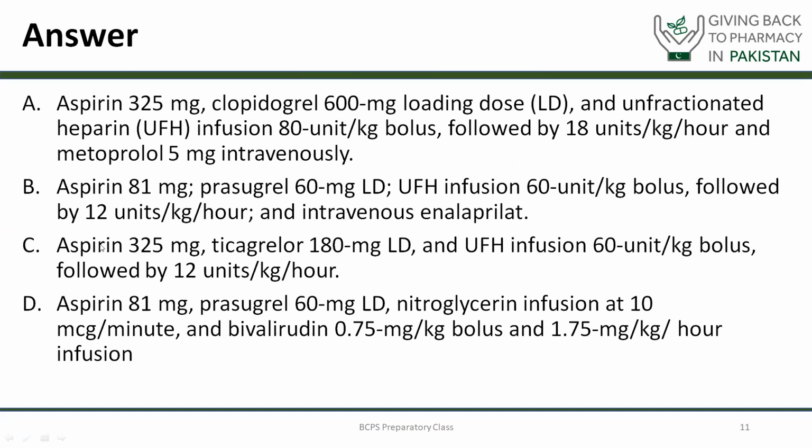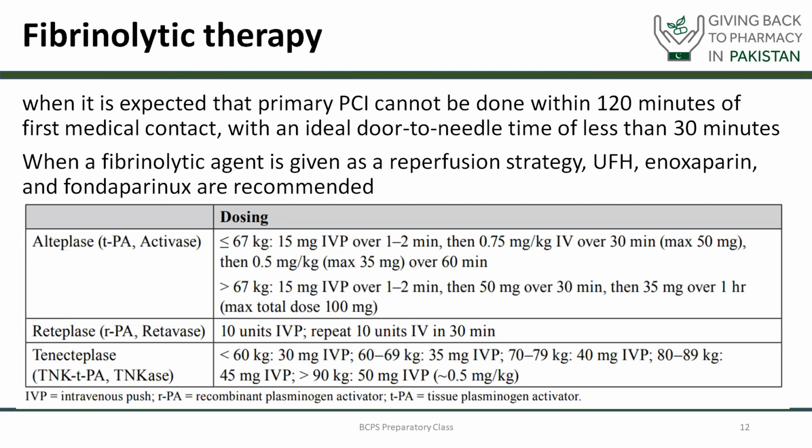Then there is the third option, C: aspirin 325 milligrams, ticagrelor 80 milligrams, loading dose unfractionated heparin 60 units per kg bolus followed by 12 units per kg per hour, which is according to the guidelines. For fibrinolytic therapy, when PCI is not possible within 120 minutes, then within 30 minutes you have to give fibrinolytic therapy.